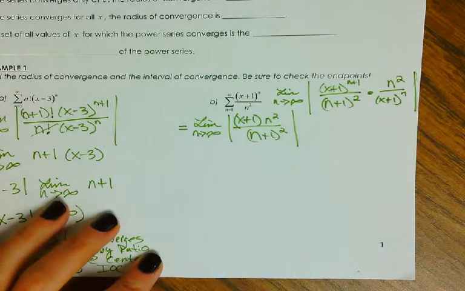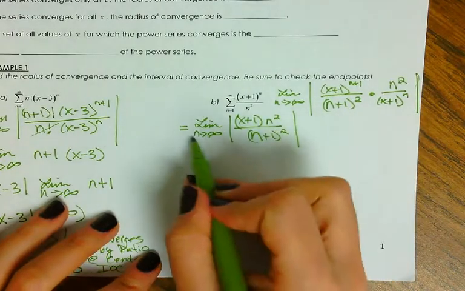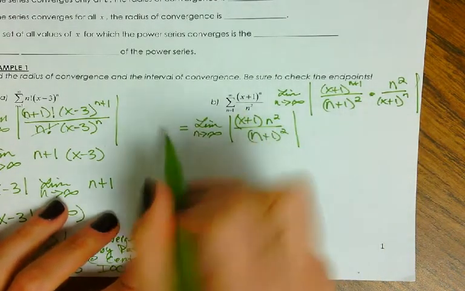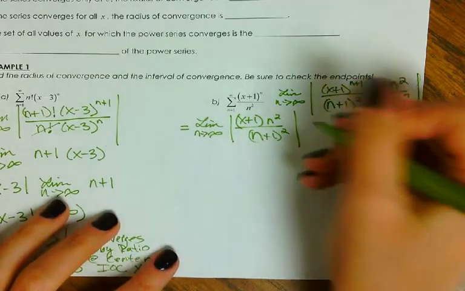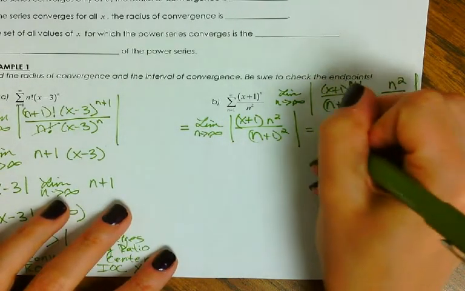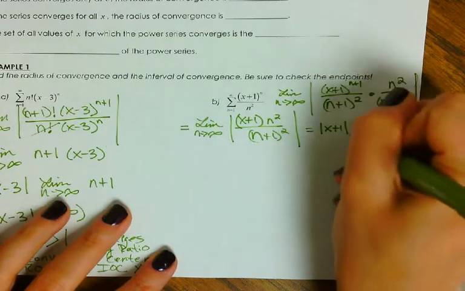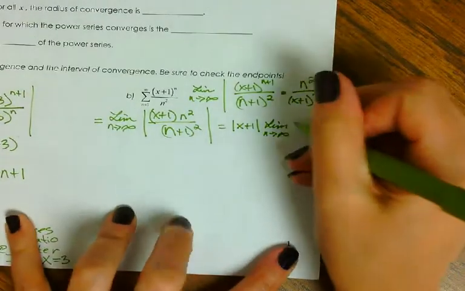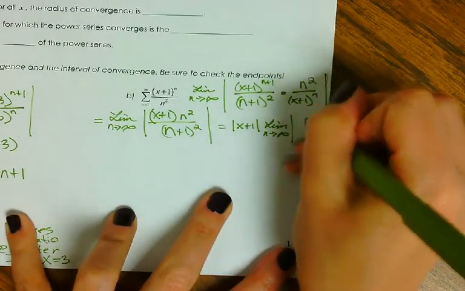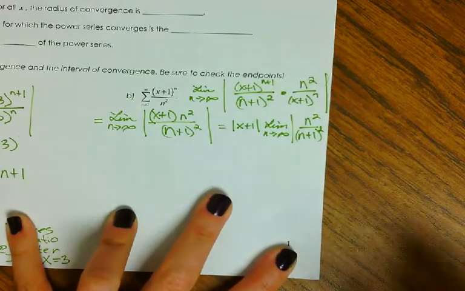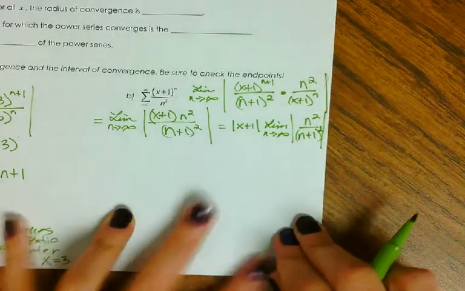And then we're going to pull that same trick again, where since n is the variable, I leave that, and I'm going to pull this out front, still in the absolute value bars. So this is going to be the same thing as the absolute value of x plus 1, then the limit as n approaches infinity, and what's left in there is the n squared over n plus 1 squared, absolute value.